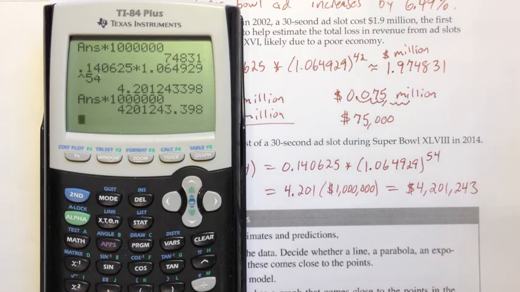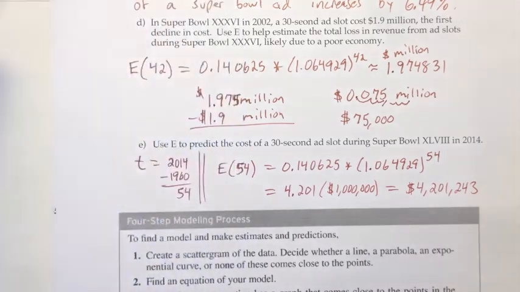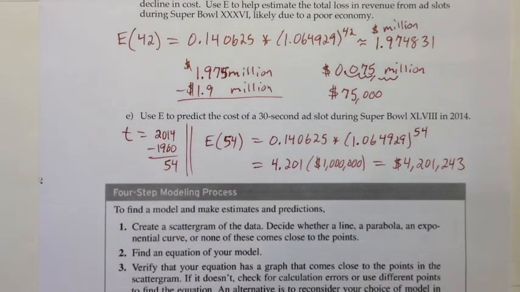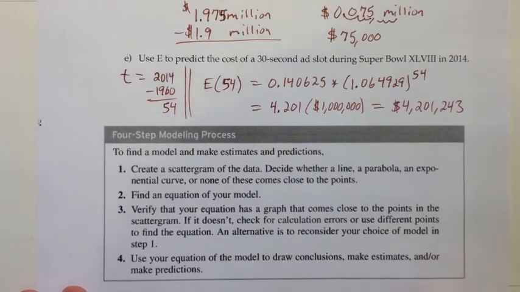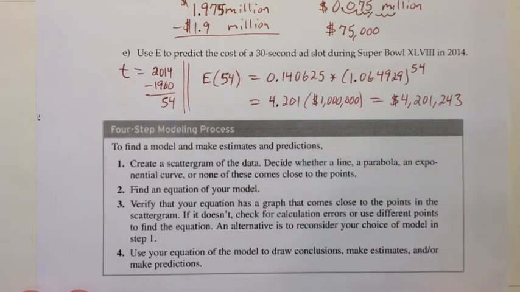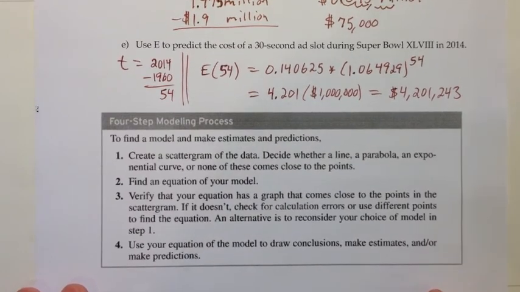What you should do when you're working on the homework is see what the rounding directions are from my math lab and then follow those. So $4 million for a 30-second ad, and then think about how many of those ads you actually end up seeing during the Super Bowl. So they are bringing in a lot of money from those Super Bowl commercials.